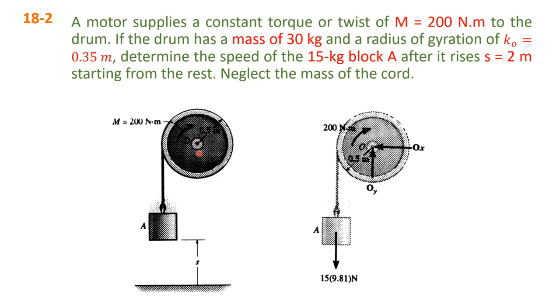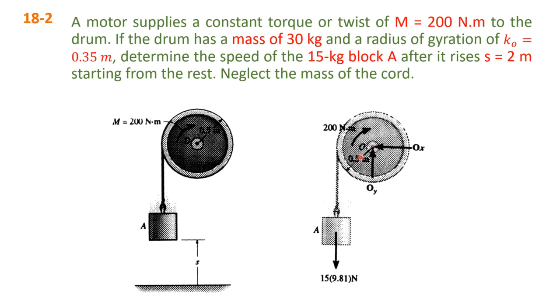So you can see that the free body diagram shows the drum has a diameter here, which is 0.5 meters, rotating in the clockwise direction, with the twist or torque of 200 Newton meters. The mass here is 15 kilograms going upward, and we just need to find what the speed of that mass will be.